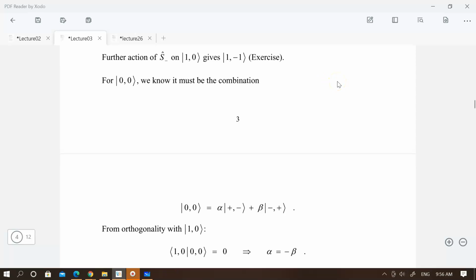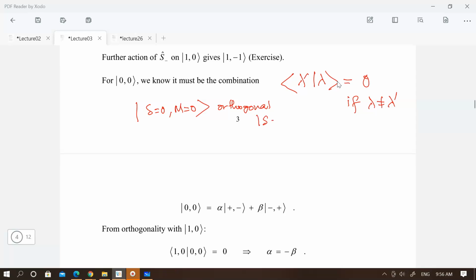In other words, we know that two eigenstates with different eigenvalues, let's say I have eigenstate lambda here, and then I have eigenstate lambda dash here, should be orthogonal, zero if lambda is not equal to lambda dash. Your lambda here corresponds to both your S and M. For example, the S equals 0, M equals 0 state should be orthogonal to the S equals 1, M equals 0 state. Of course, it's orthogonal to the M equals plus or minus 1 as well, but the one that's more important for us to look at is the S equals 1, M equals 0 state. Your M is equal, but your S is different.